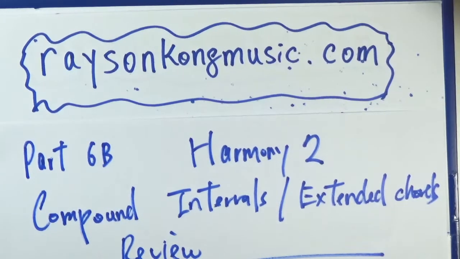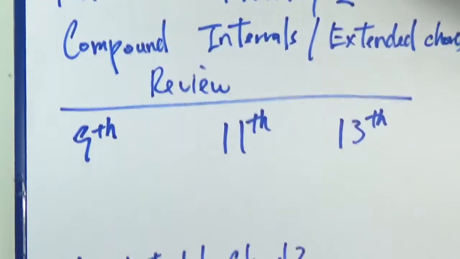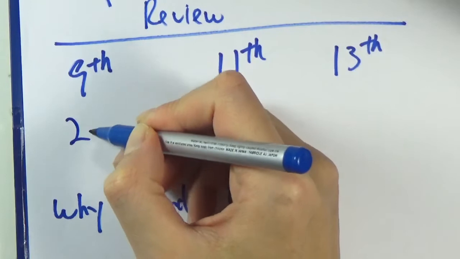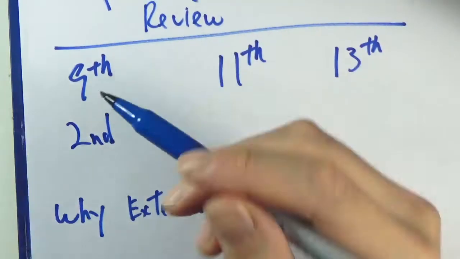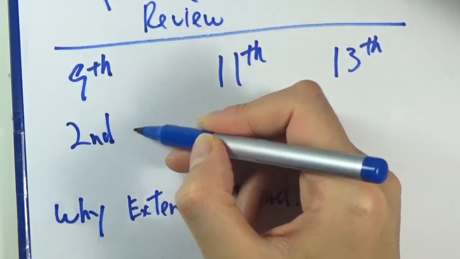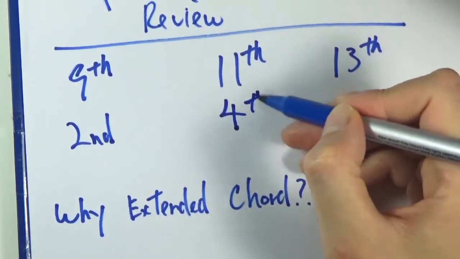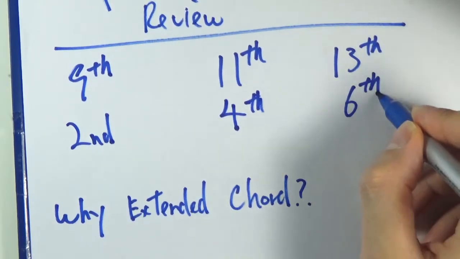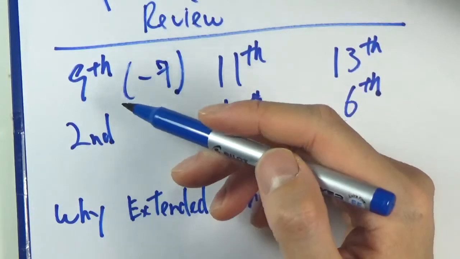Let's do a review for part 6b, harmony to compound intervals and also extended chords. So a ninth is basically a second, so it can be a flat nine or a major ninth. So it's basically a major second, an octave up, all right? And an 11th is basically a fourth, an octave up, and a 13th is basically a sixth, an octave up. All right, so basically you minus 7 each time you see a number greater than 7.